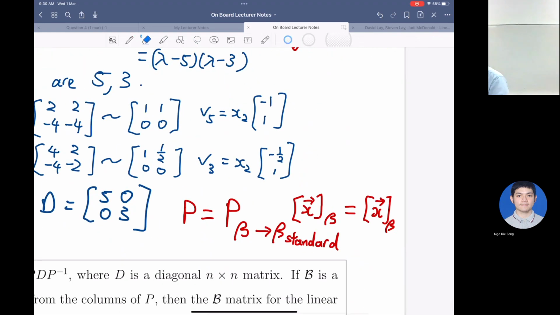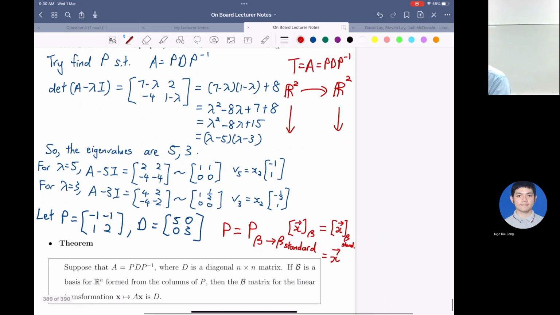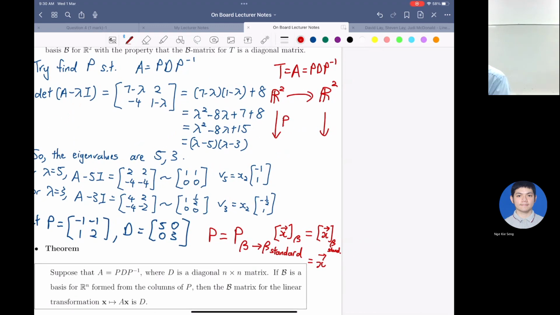Remember this or not? I hope this one is in your revision list. Use the change of basis matrix. When you apply it to a coordinate vector with respect to B, you get the coordinate vector with respect to B standard. What is the coordinate vector with respect to B standard? It's actually the vector itself. So this P is really changing from the B standard to B.